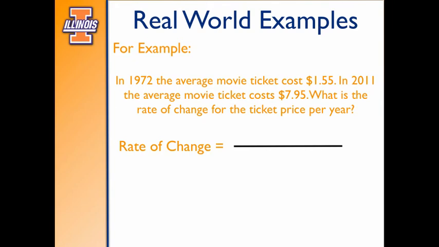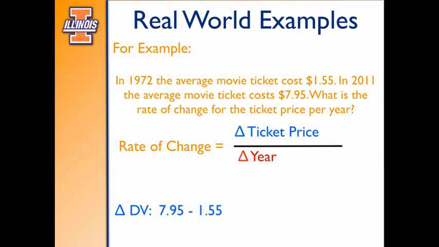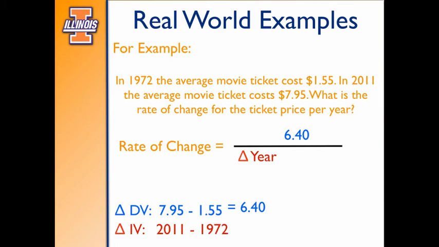So the ticket price per year tells us that my top number should be ticket price, my bottom number should be year. So it means my dependent variable is ticket price and my independent variable is years. So delta dV is going to be $7.95 minus $1.55, which gives us $6.40. That goes on top of my ratio. Delta IV is 2011 minus 1972, gives me 39 years. That goes on the bottom. Then I take my calculator and I divide those two numbers by one another, and I get 16 cents. So the rate of change for the ticket price per year is an increase of 16 cents per year.